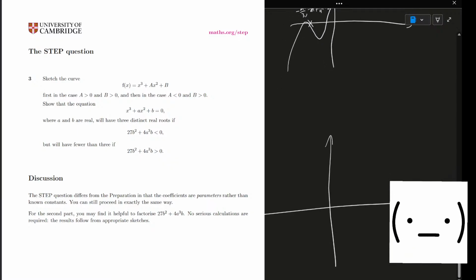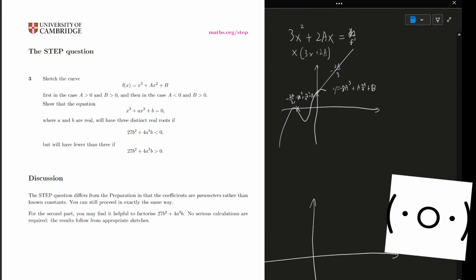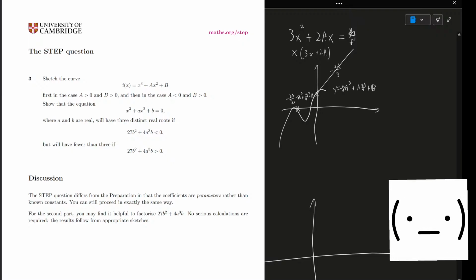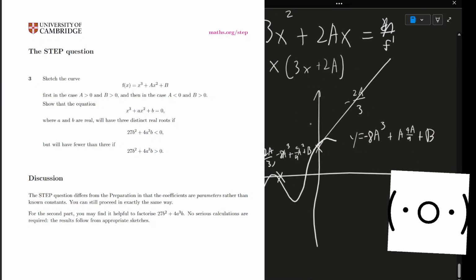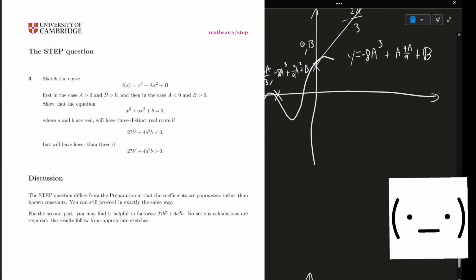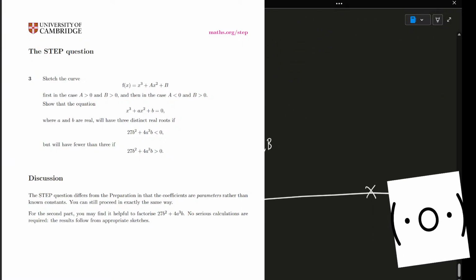Sketch another graph where a is smaller than 0. Basically, same outcomes. This time, let's slide really far though.